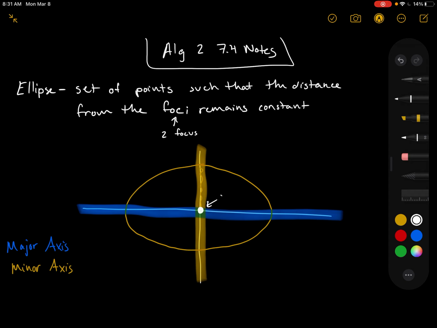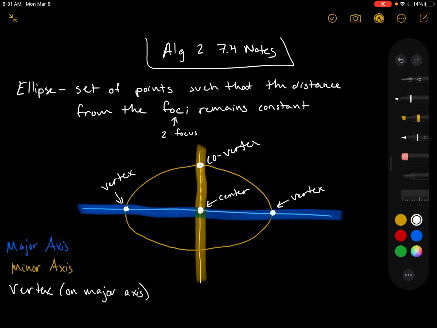Other things that you probably have seen before, that point right there is the center. A few other words as well. That is a vertex. That is a vertex. And the vertex is always on the major axis. We have something else called a co-vertex. And that's always on the minor axis.